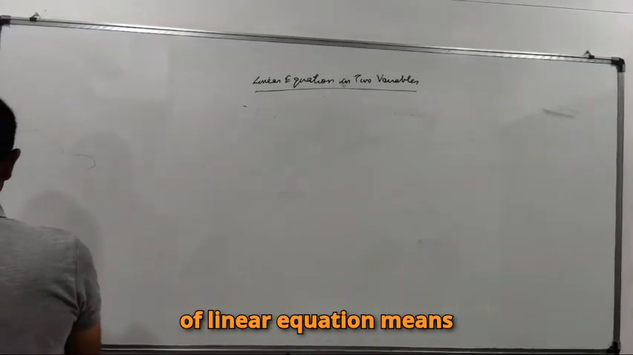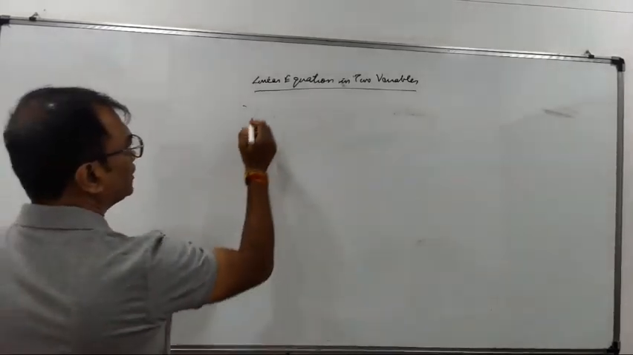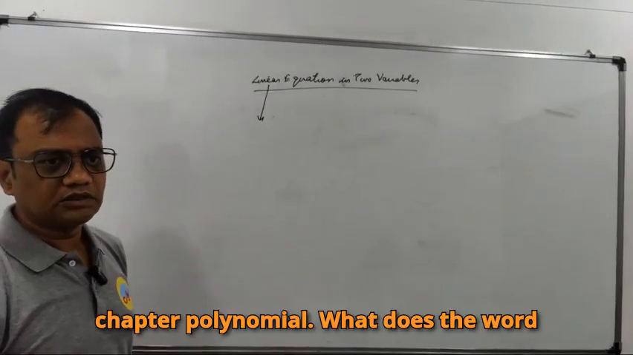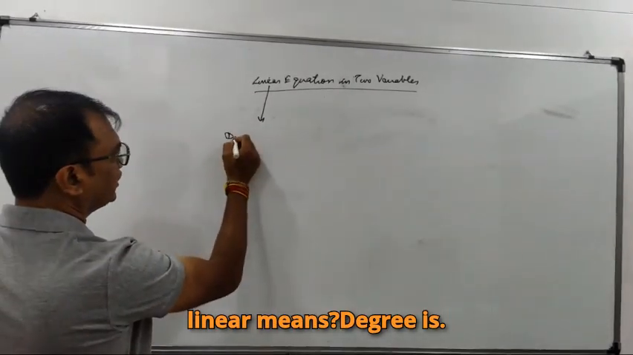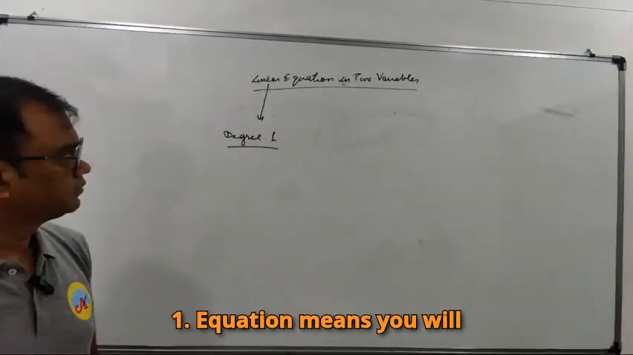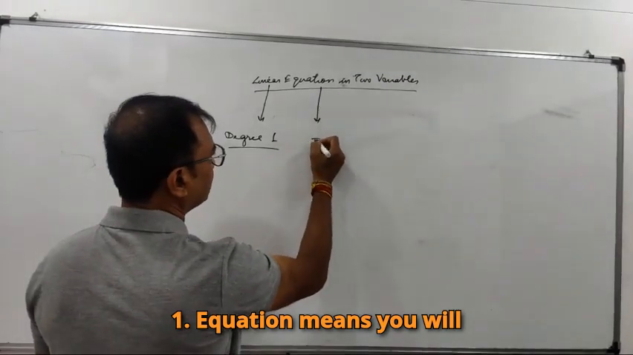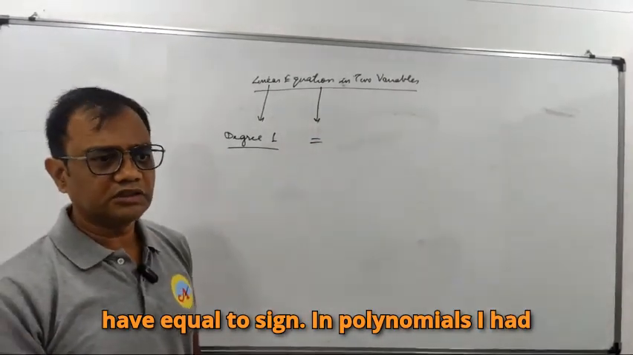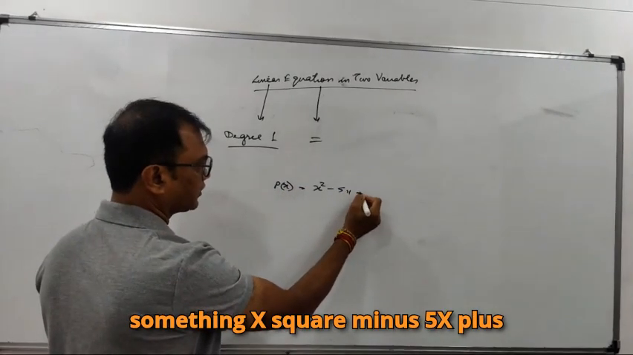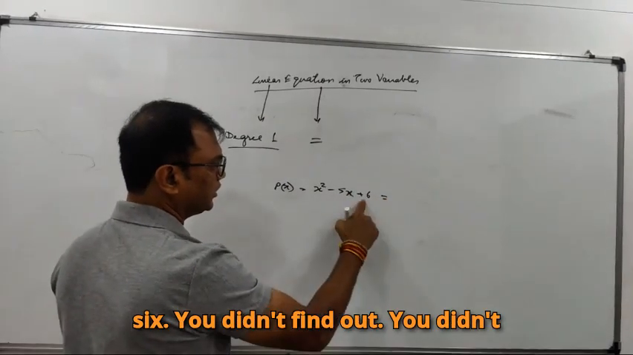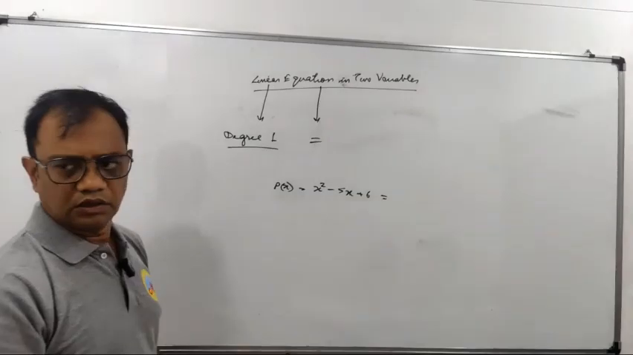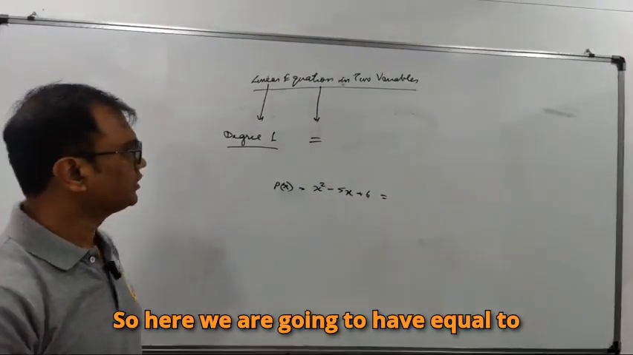The meaning of linear equation means the word linear you have studied in the chapter polynomial. What does the word linear mean? Degree is 1. Linear means degree is 1. Equation means you will have an equal to sign. In polynomials, you had just written an expression p(x), x square minus 5x plus 6. You didn't write what it is equal to. So if it is equal to 5, equal to 0, whatever. So here we are going to have an equal to sign.